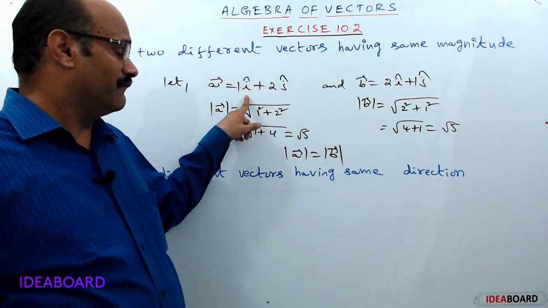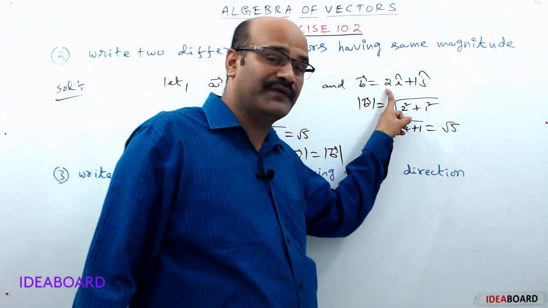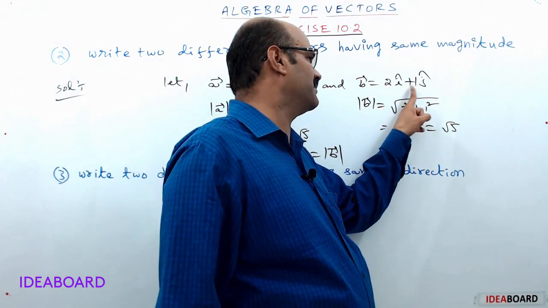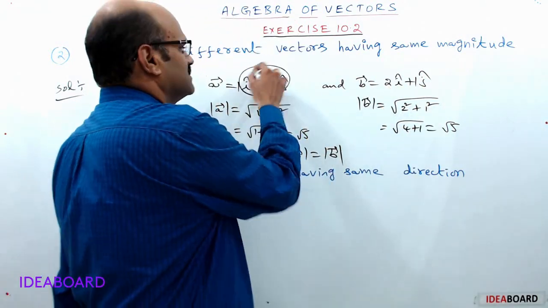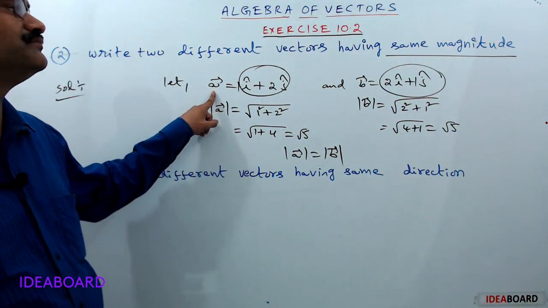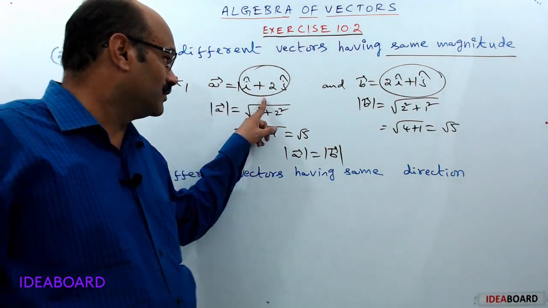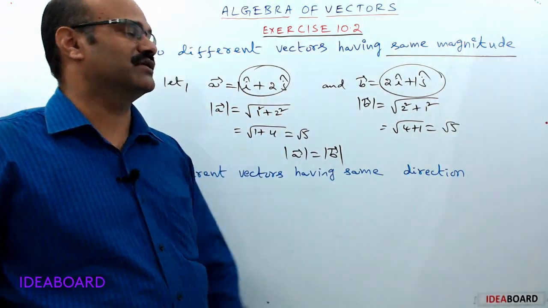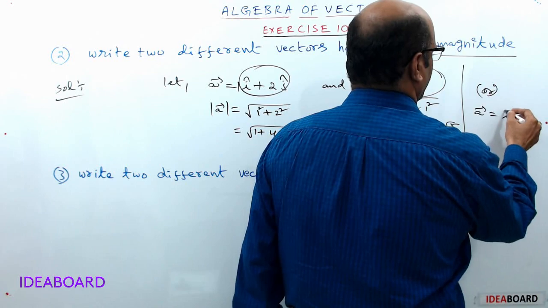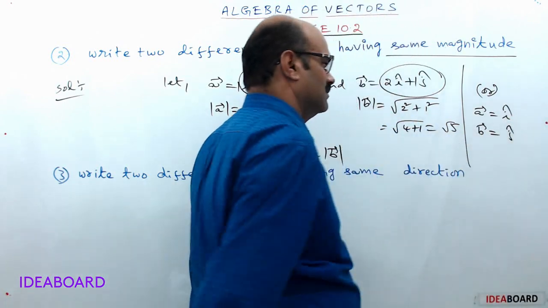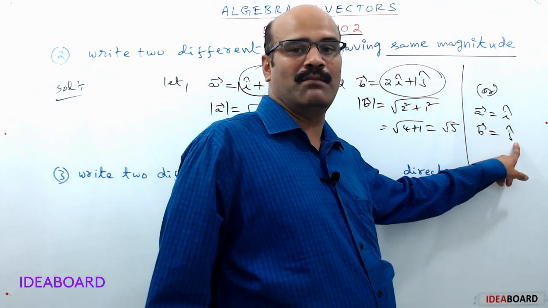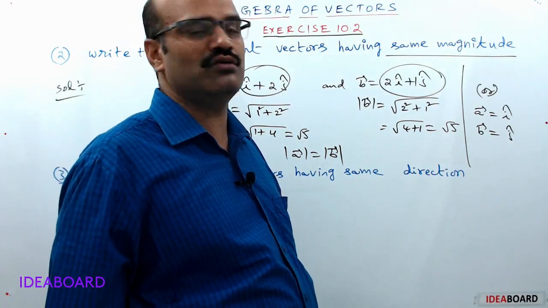But when you identify the given vectors, these two are different vectors. This is i cap plus 2j cap and this is 2i cap plus j cap. These two are different vectors but they have same magnitude. These are the examples of two different vectors having same magnitude. We can also take A vector equal to i cap, B vector equal to j cap. i cap and j cap are two different vectors, but magnitude is same.